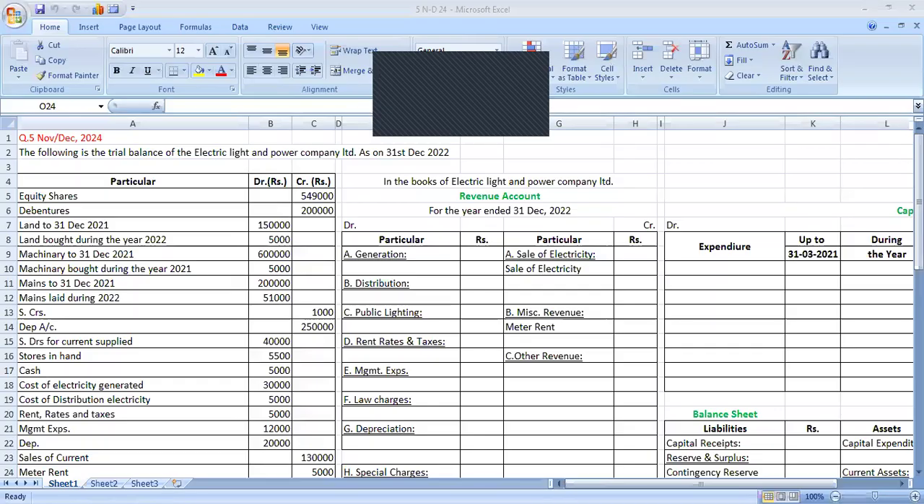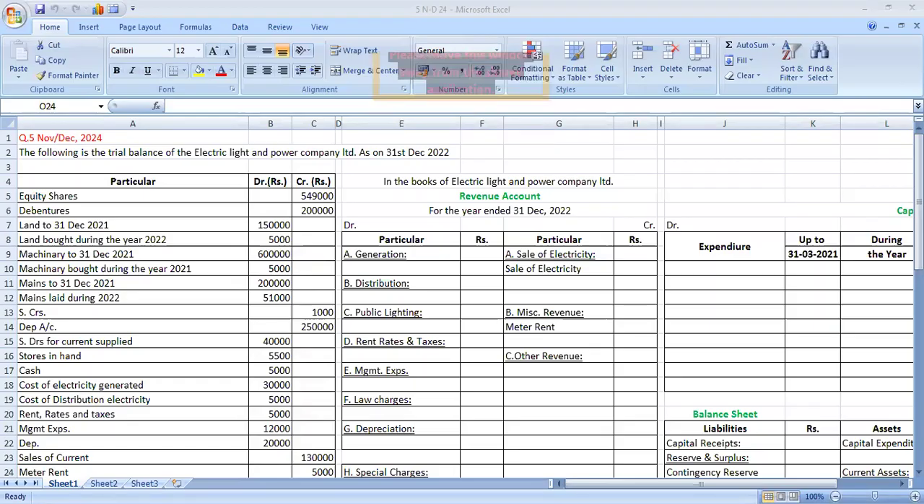Today, I am taking a lecture on the topic of electricity company account. This question was asked in the examination of Swami Ramanand Tirth Marathwada University, Nanded, November-December 2024 for the BCom third year, sixth semester.